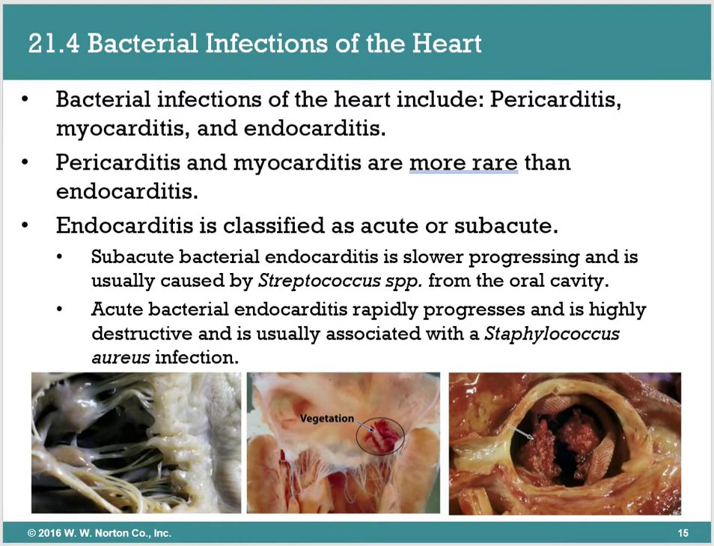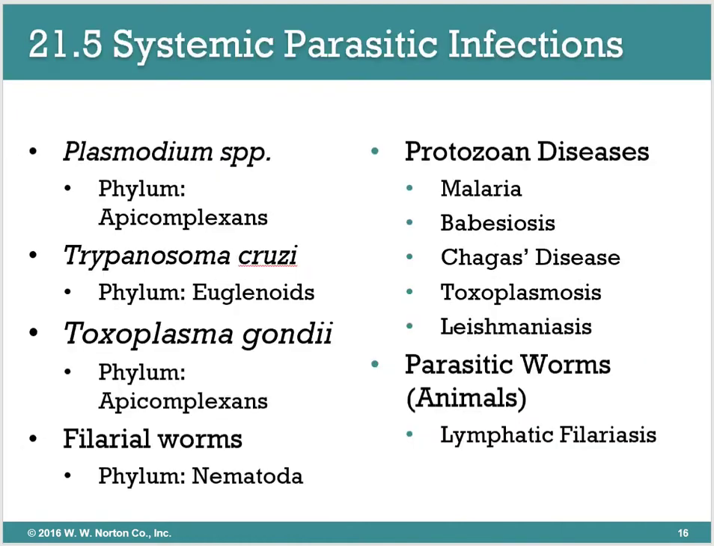Okay, so that's all we're going to say about heart infections. So let's talk about some systemic parasitic infections. These are some of the parasites that we're going to talk about. We're going to talk about malaria, and I believe we're going to talk about Chagas disease. These are caused by protozoa. And then we are going to talk about some nematode infections, so worms. So let's go and get started.